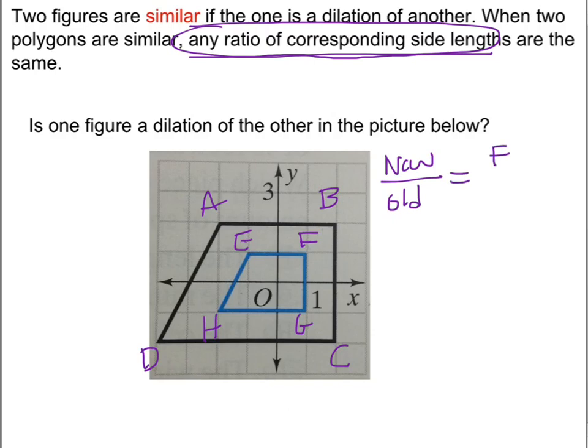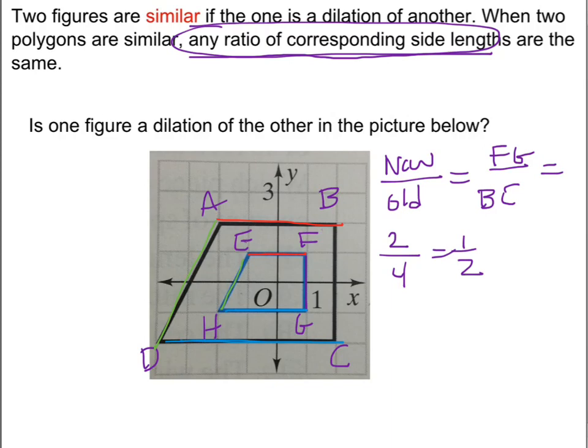So let's look at some lengths that may be corresponding. F and G and B and C. Let's look at these ratios. FG is 2 units long and BC is 4 units long. So that's 1/2. In order for these figures to be similar, the ratio of this side length to this side length, and finally the ratio of this side length to this side length, would all have to be 1/2. Okay, so let's check that.